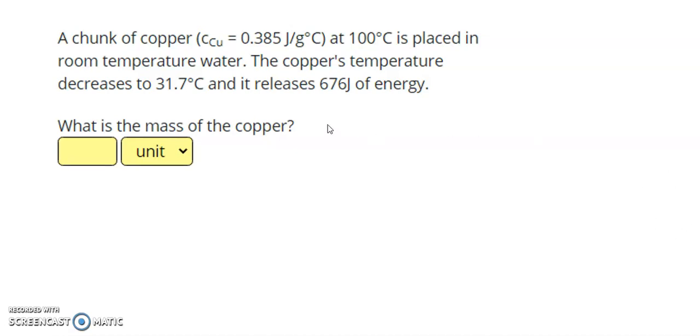We look in the problem and see what values we have. We have 0.385 joules per gram degree Celsius, which tells us this is specific heat. 100 degrees Celsius is temperature. We have another temperature here because of degrees Celsius. And we have energy. We know that because of joules. We have a temperature going on. We're looking for mass. We have energy and specific heat.